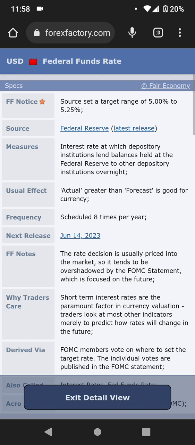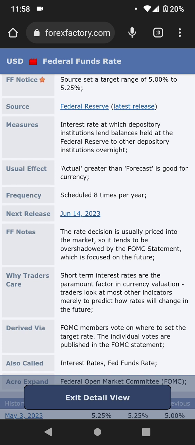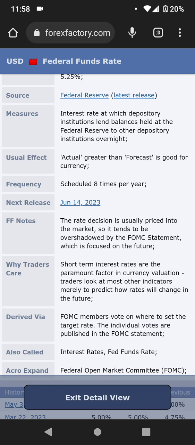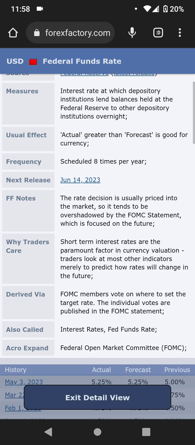All right, so the interest rate, which positively leads overnight, is actually greater than good. It was scheduled 8 times per year. Let's see if we can find us a key word here. Indicators, short-term, currency valuation. Traders must also indicate that FOMC members vote on where to set the target rate, which votes are published. It don't necessarily say, but I see some focus words here. Short-term interest rates are the paramount factor in currency valuation. Sorry, this word is killing me.